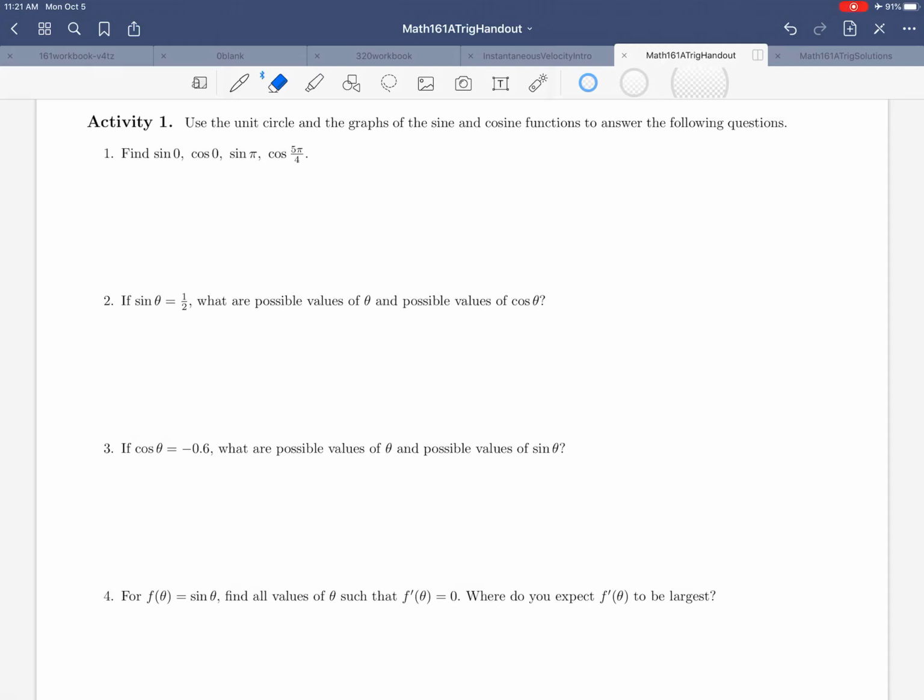Let's do a few exercises to become more familiar with the sine and the cosine function. So the first question is to find the sine of 0, cosine of 0, sine of pi, and cosine of 5 pi over 4. And for this, we could just go back to our table. So we'd like to know what is the sine of 0, what is the cosine of 0, what is the sine of pi, and what is the cosine of 5 pi over 4.